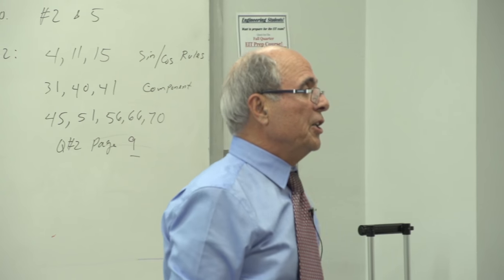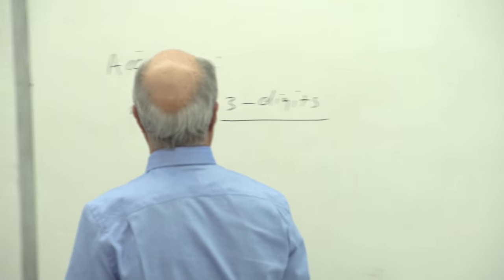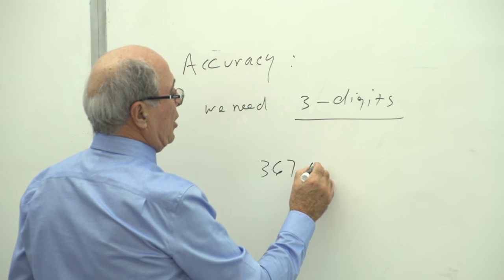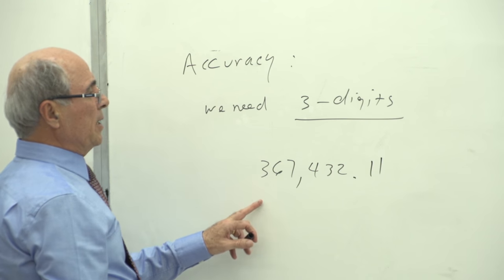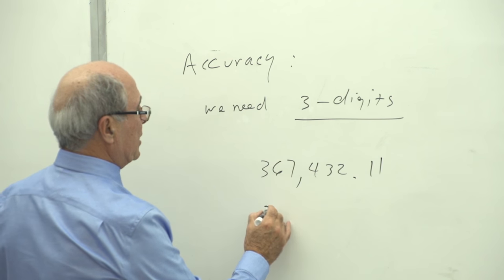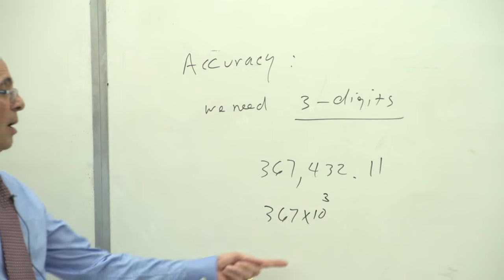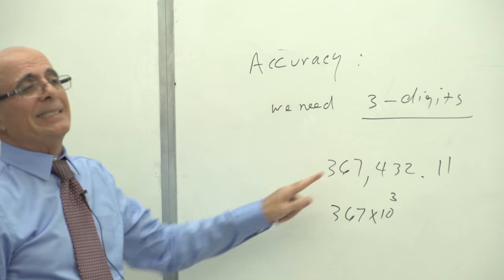It means for each number, no matter how large or how small it is, you need at least a minimum of three digits. The rest of it, you can put 10 to the power of 6 or 10 to the power of 3 in front of it. For example, if you have 367,432, your calculator shows something like that. With three-digit accuracy, this can be 367 times 10 to the power of 3. How many digits do I have? How much you lose here is insignificant.